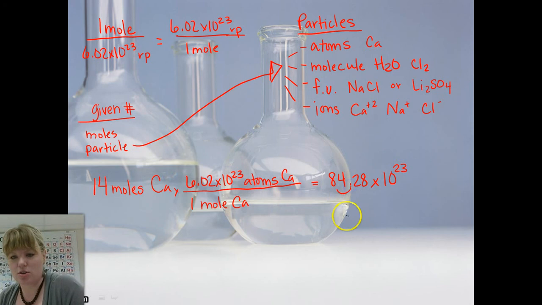We need to change this into correct scientific notation, so we only have 2 sig figs, so it's going to be 8.4 times 10. We made this number smaller, so we have to make this number bigger. So it's going to be 10 to the 24th. And since moles and moles cancel out, our units are going to be atoms of calcium.